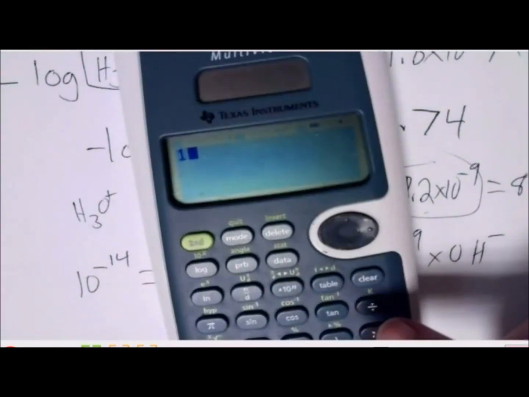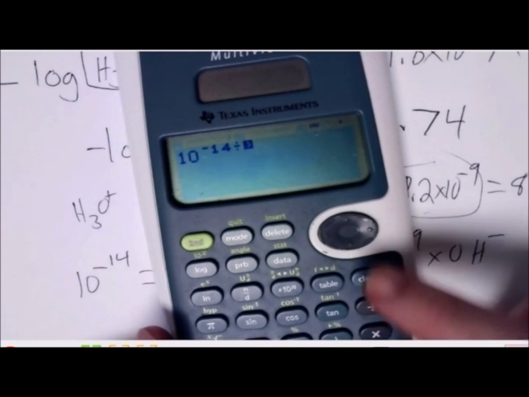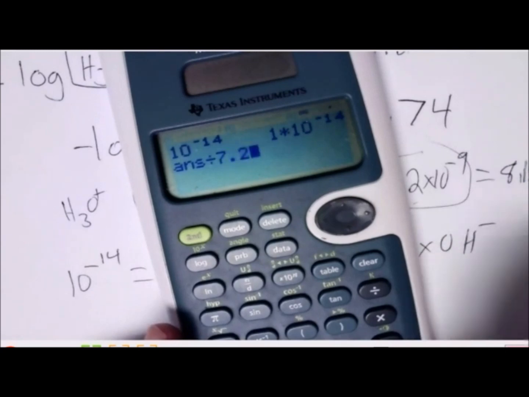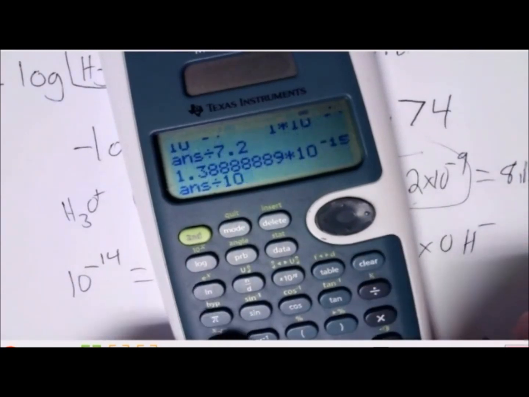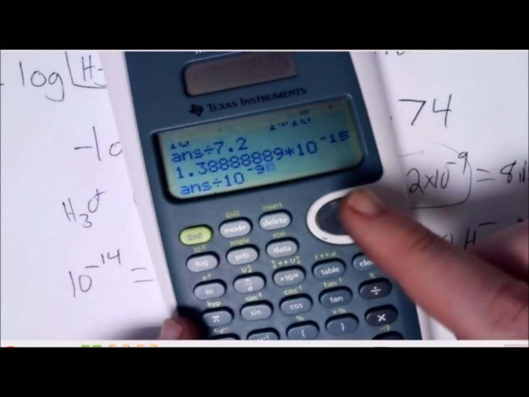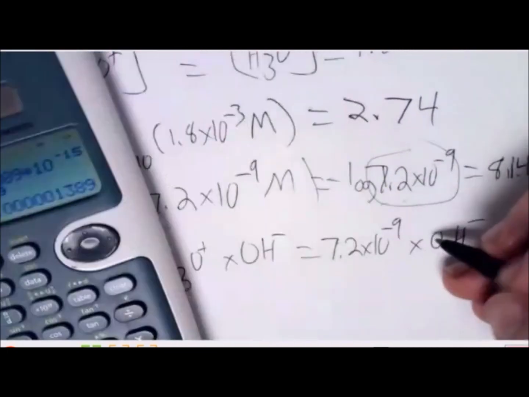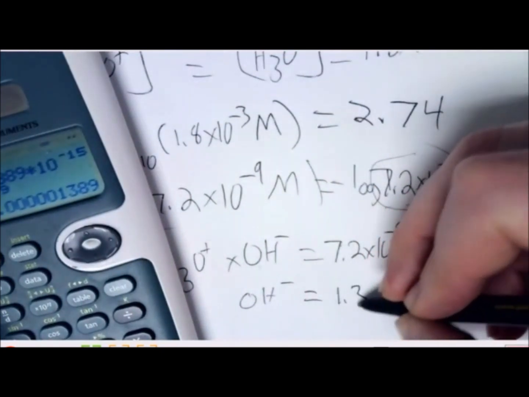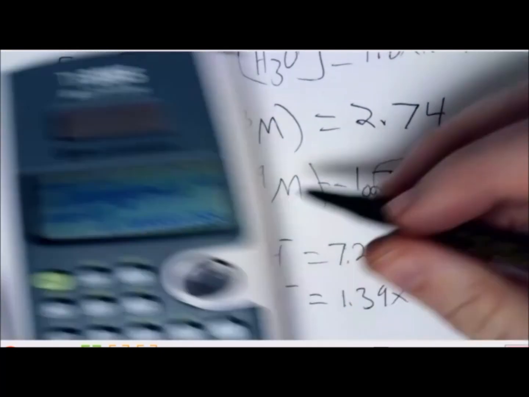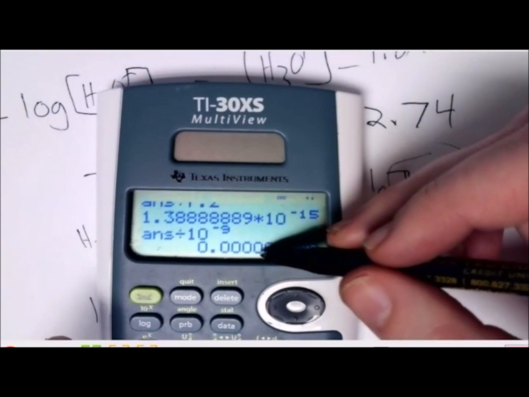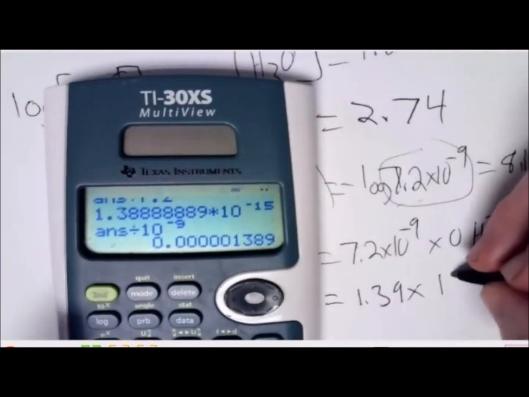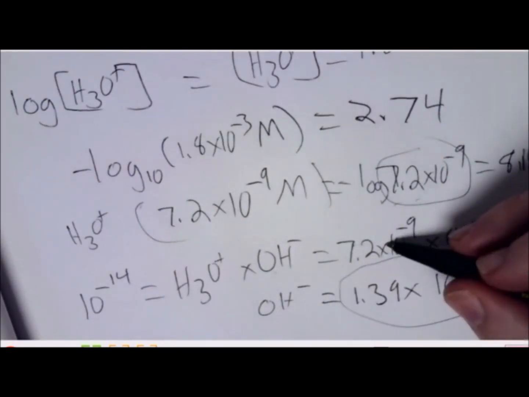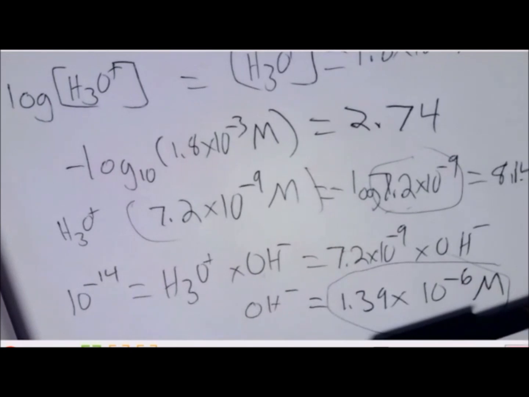To do that, you'll take 10 to the negative 14th divided by my 7.2 times 10 to the negative 9th. And that would give us OH minus equaling 1.39 times 10 to the negative 6 molar. So you would have to agree the OH minus is greater than the H3O plus in this basic situation.